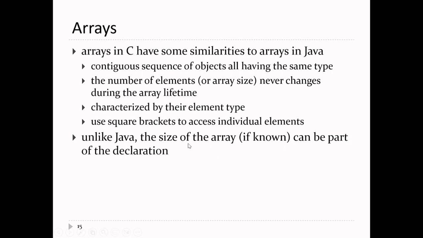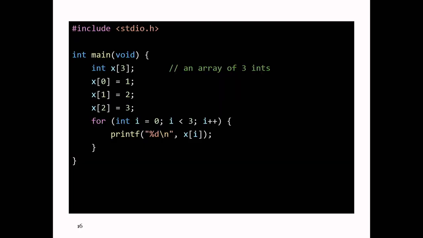One of the differences is that when you make the array, you can put in the size when you declare the array. For example, you can write int x[3] to make an array of 3 ints. In this case, x is an array that can hold 3 int values. If you want to assign the values, you just use the square brackets, so x[0], x[1], x[2] get 1, 2, and 3.